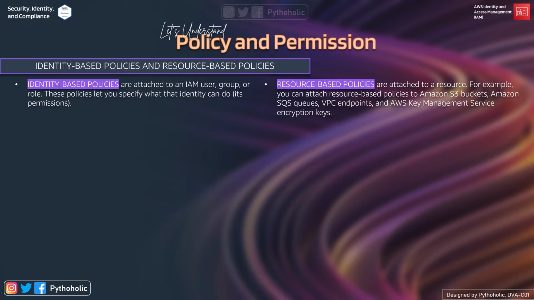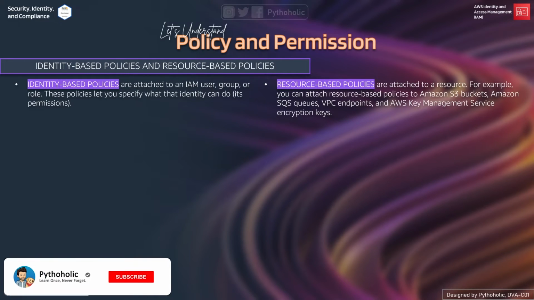Simple. For example, you can attach resource-based policies to Amazon S3 buckets, Amazon SQS queues, VPC endpoints, and AWS Key Management Service encryption keys. The most important thing you need to understand here is that even though the user doesn't have an identity-based policy to perform operations on an S3 bucket, if there is a resource-based policy that allows full access to the principal, then that user, the user group, will be able to operate on that bucket.